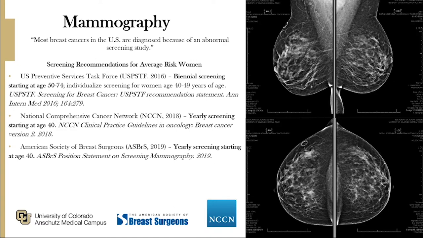On the other hand, both the National Comprehensive Cancer Network and the American Society of Breast Surgeons recommend yearly screening for average-risk women starting at the age of 40. On the right-hand side, we have our patient's screening mammograms. We evaluate them in a conventional radiographic manner, that is, the right breast on the left and the left breast on the right. These images represent the two classic mammographic views. On the top, we have the mediolateral oblique view, and below, we can see the craniocaudal views.